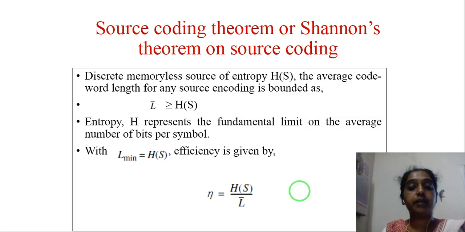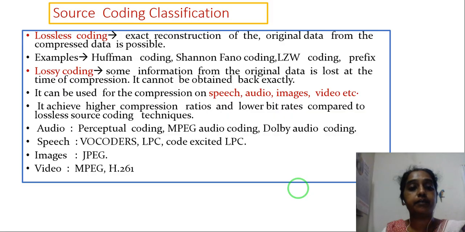For a discrete memoryless source of entropy H(S), the average code word length of any source encoder is bounded: L bar should be greater than or equal to H(S), where H(S) represents the fundamental limit on the average number of bits per symbol. L minimum should be equal to H(S), where the efficiency is given by eta is equal to H(S) by the average length.